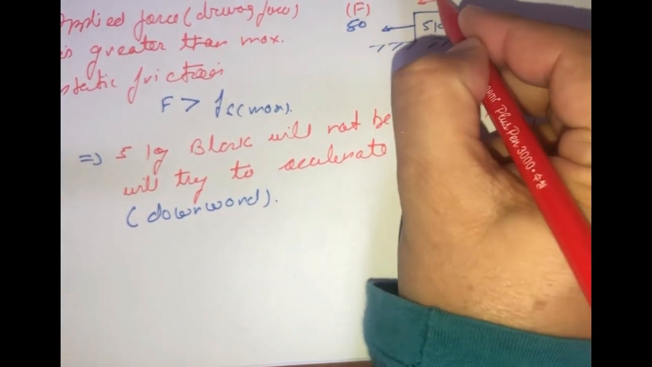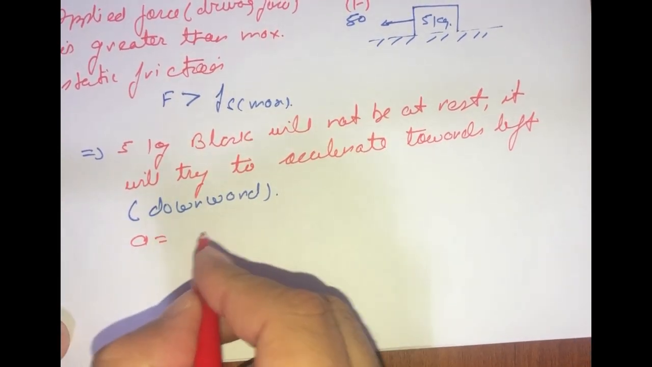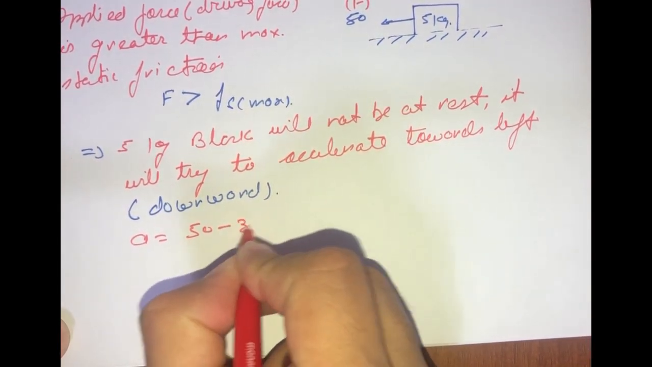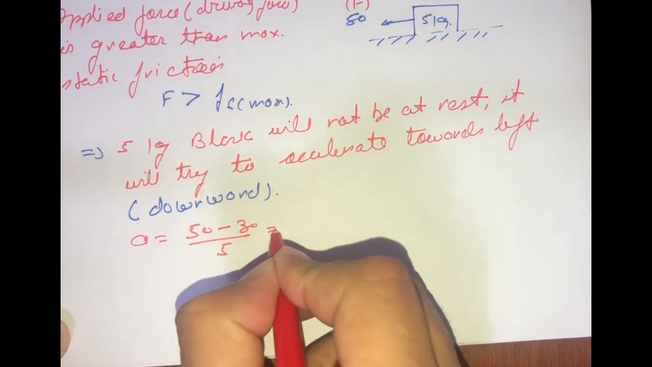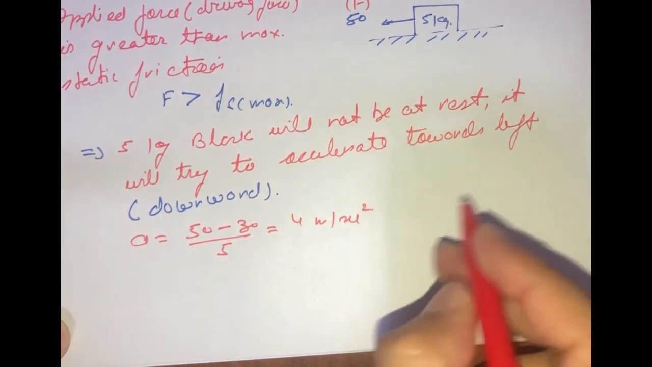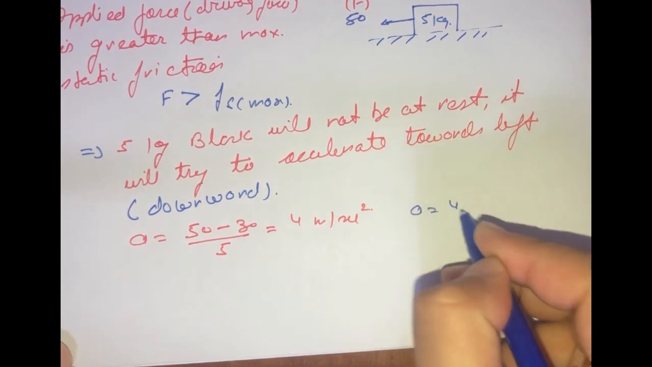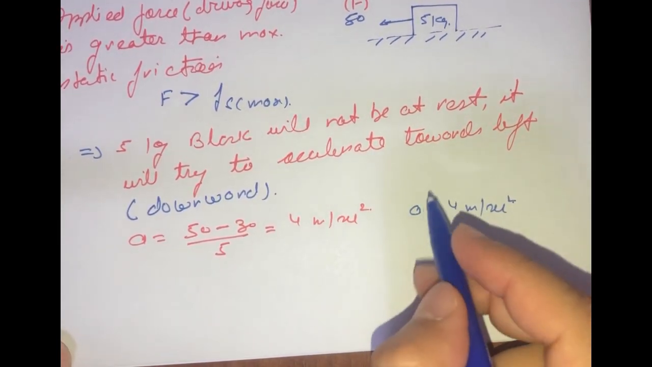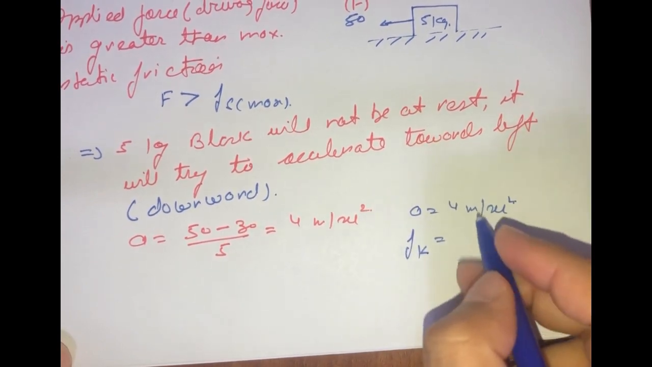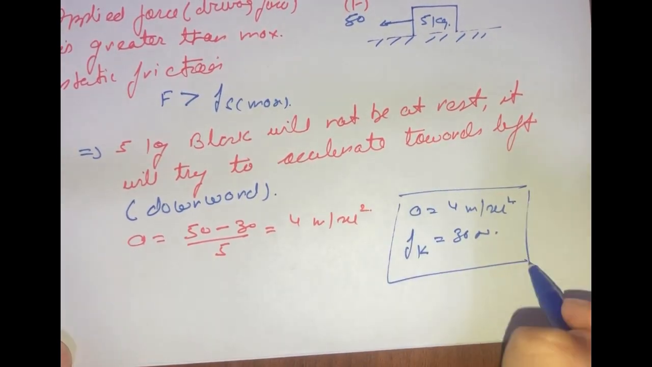So if A is the acceleration, we can find A will be equal to 50 minus, now this will be kinetic friction, that is 30, divided by 5 kg. This will give us 4 meter per second square. So acceleration will be 4 meter per second square, and the magnitude of frictional force, that is Fk, will be 30 Newton. So this is case 1.